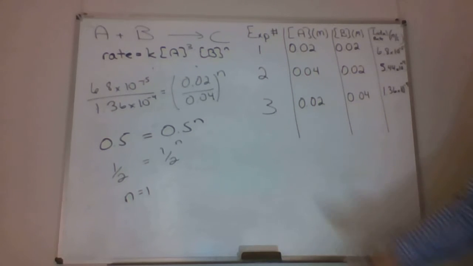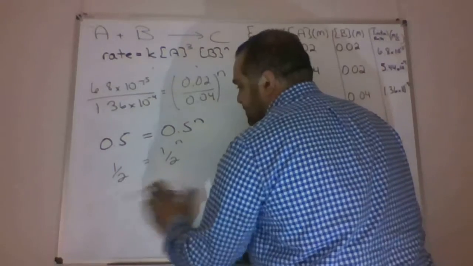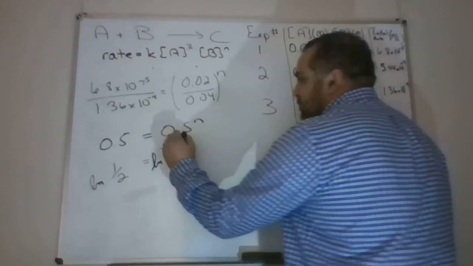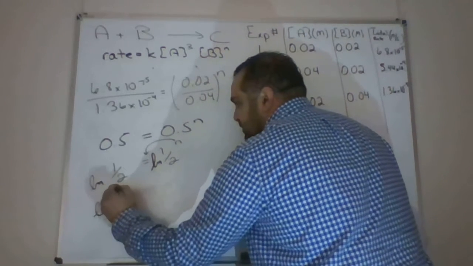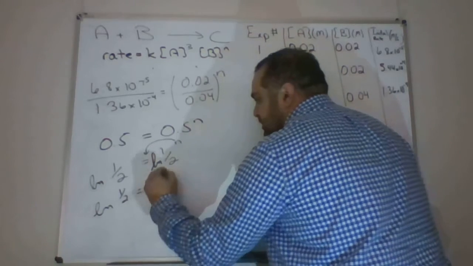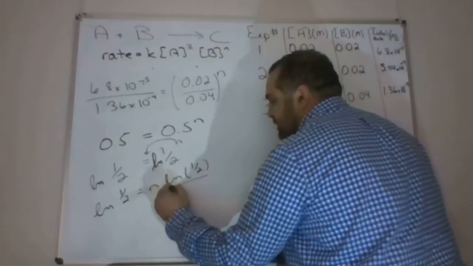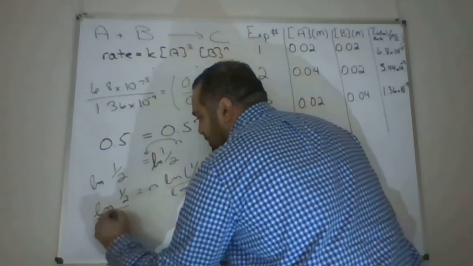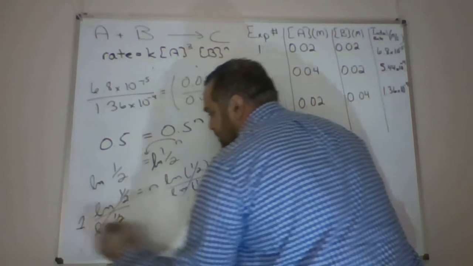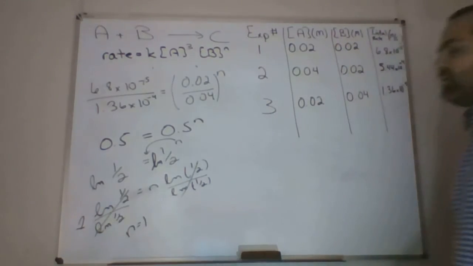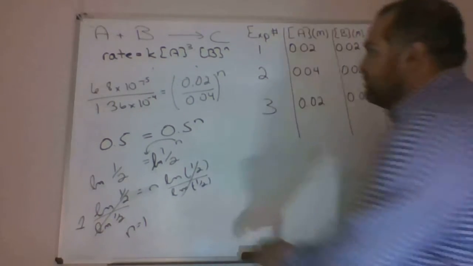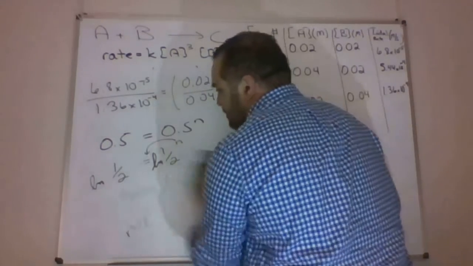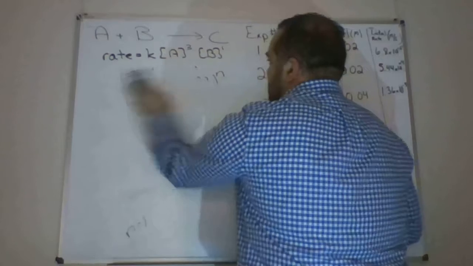If you didn't know this, you can always take the ln of both sides. The n comes in front, so we get ln of 1/2 equals n ln of 1/2. Divide each side by ln of 1/2, this becomes 1. So n equals 1. Either way you do it, it'll work. So now we know that B is a first order reactant. Now that we know the orders of reaction, we can determine the rate law for this equation.